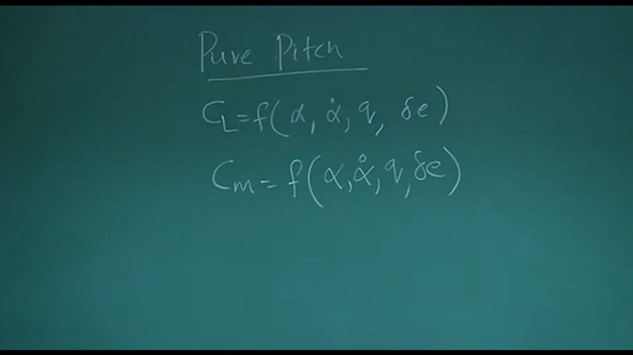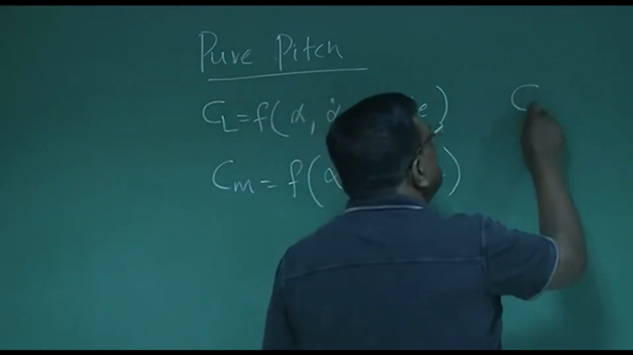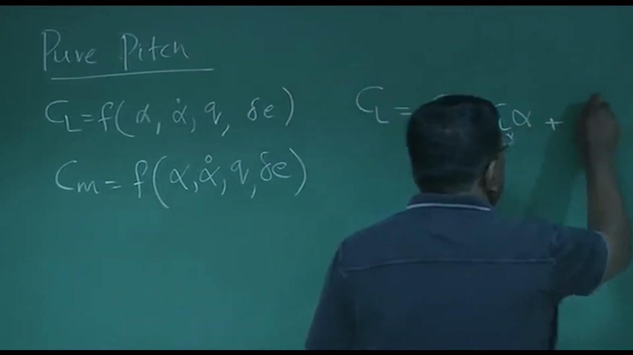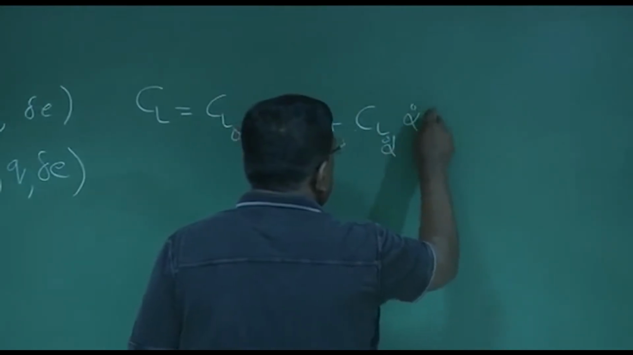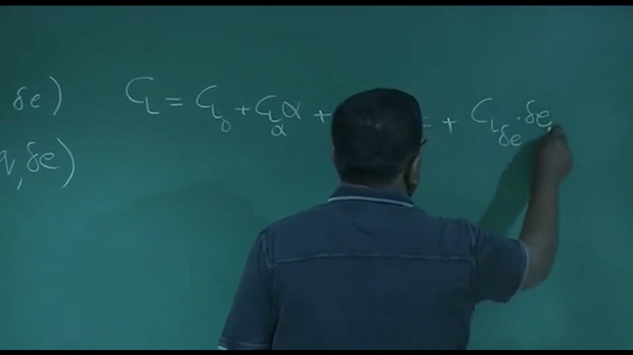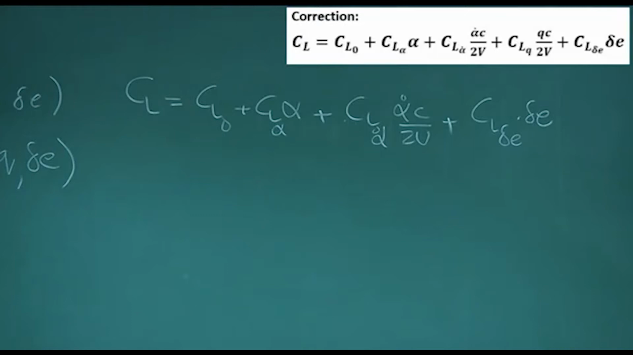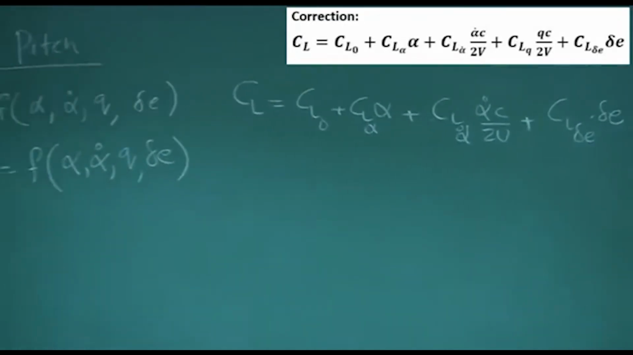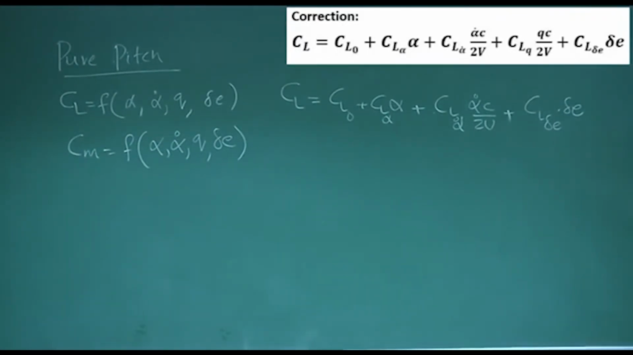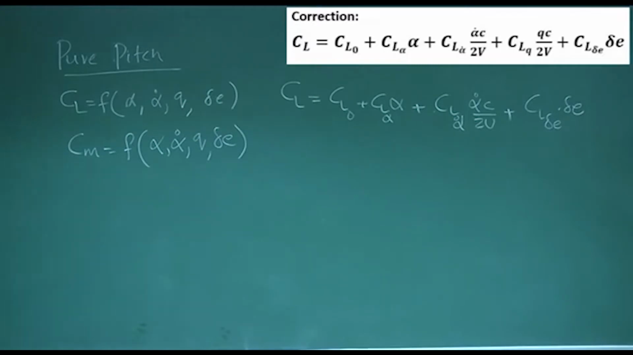And then we have become expert. We write CL as CL naught plus CL alpha into alpha plus CL alpha dot into alpha dot c by 2u plus CL delta E into delta E. And you know that when I write any rate derivative, because alpha dot or q are in radian per second, but we want to use a non-dimensional form, for q we have written qc by 2v, and for alpha dot, we have written alpha dot c by 2v, because alpha dot c by 2v and qc by 2v are non-dimensional. This part we have cleared.